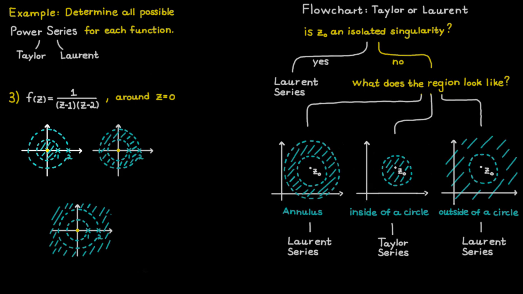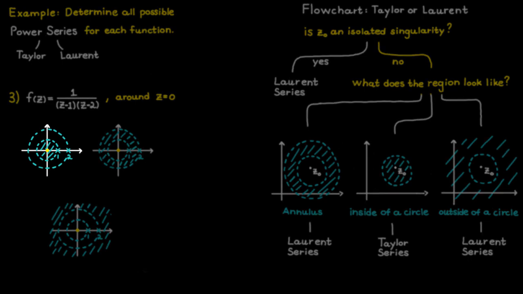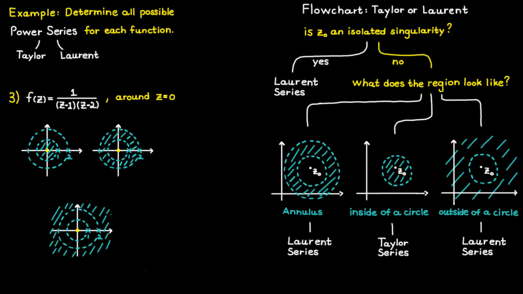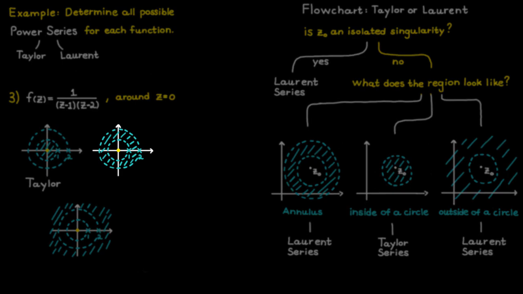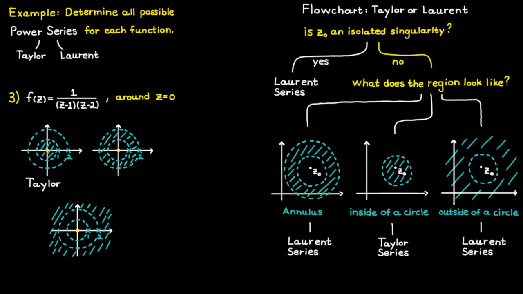So we have to determine for each region what the region looks like to determine the appropriate power series. So for our first region, we can see that this one seems to match this one here, which means that in this region we are going to get a Taylor series. And for our next region, we can see that that one matches to this thing here. So in this region we are going to end up with a Laurent series. And the last one can simply be matched to this thing here. So we are going to end up with a Laurent series in this case also.